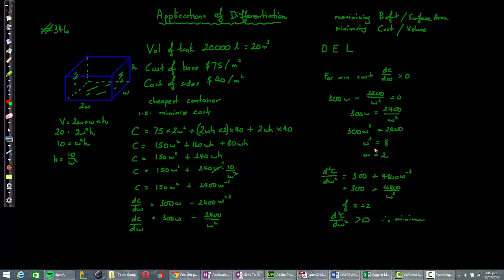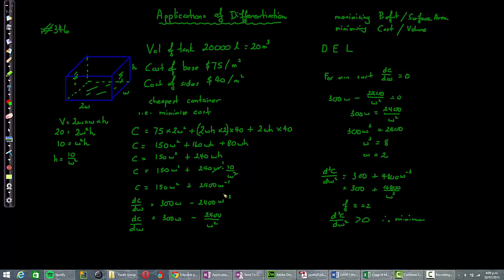Alright, so we're almost finished. The question was find the cost of the cheapest container. So let's go to our cost equation. And what else did it say? Find the cost of the materials. Yeah, it doesn't actually ask for the dimensions, although in the back of the book they do give h as well. I'm not sure why.